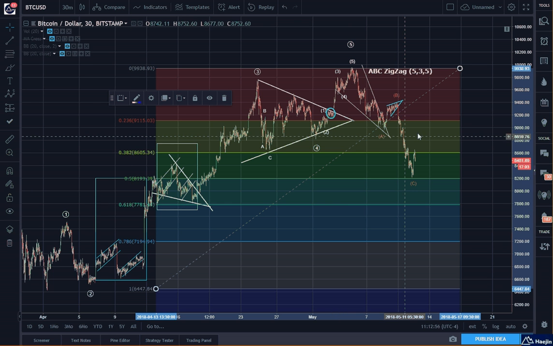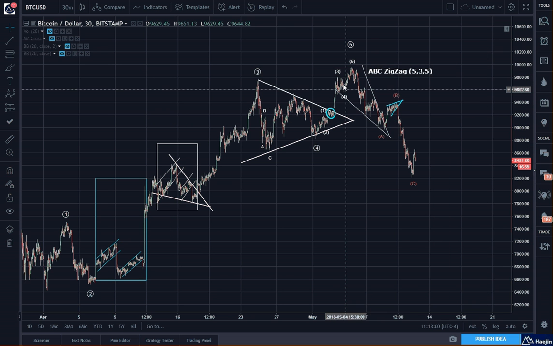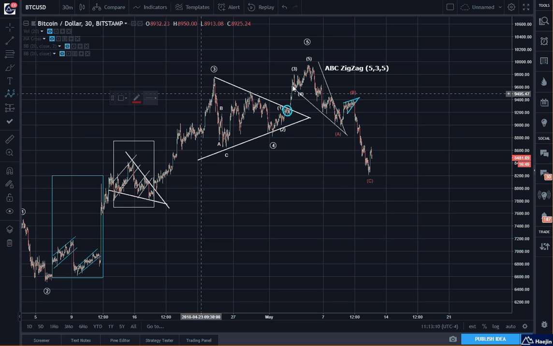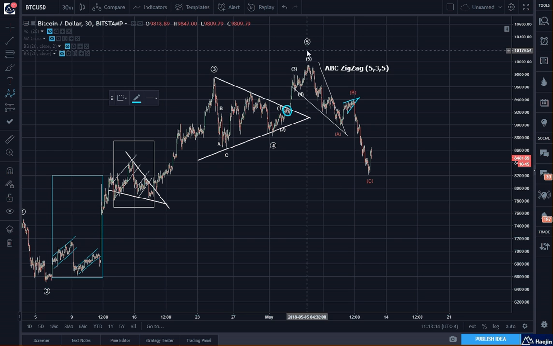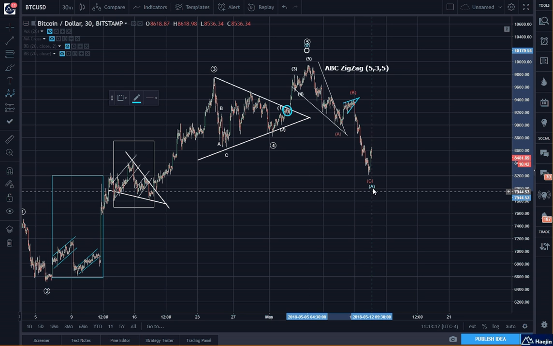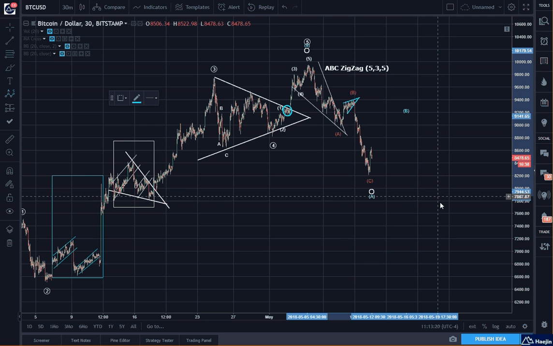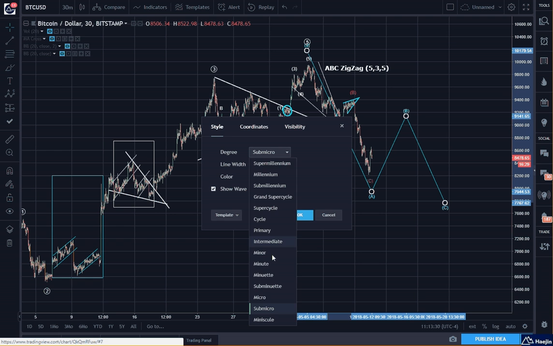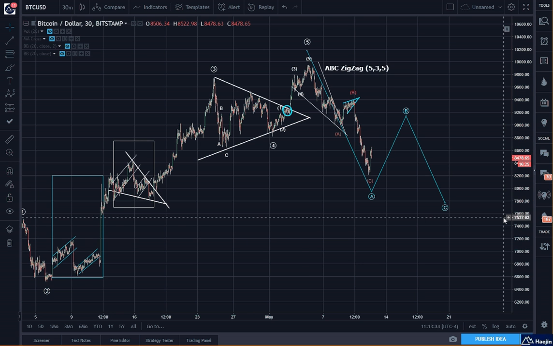Okay, so I think what's going to happen is we have the ABC, but these ABCs, let's see if I can fit this in, are the subwaves of a higher degree A, and we're going to get a B bounce, and C is what could take us to 7,800 or so. So the red ABC are the subwaves of the higher degree A. We're going to get a good bounce. And then after that, we'll go into the 0.618.